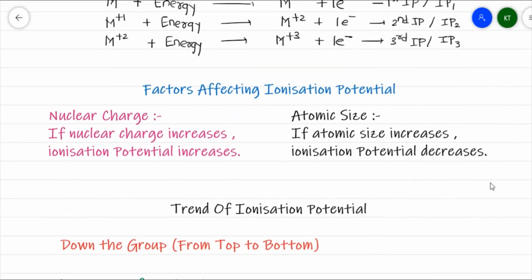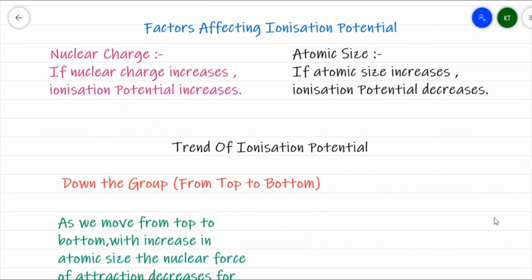Now, what are the factors which affect ionization potential? The very first factor is nuclear charge. If nuclear charge increases, ionization potential increases. The second factor is atomic size. If atomic size increases, ionization potential decreases.